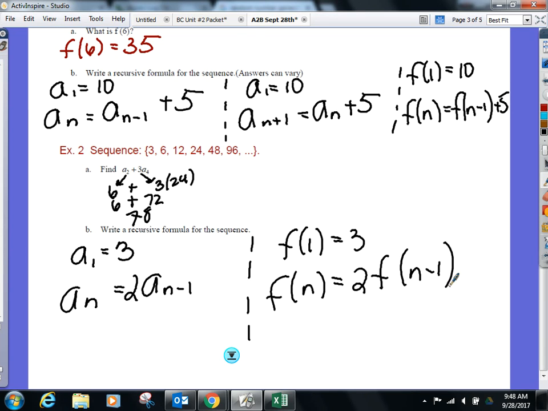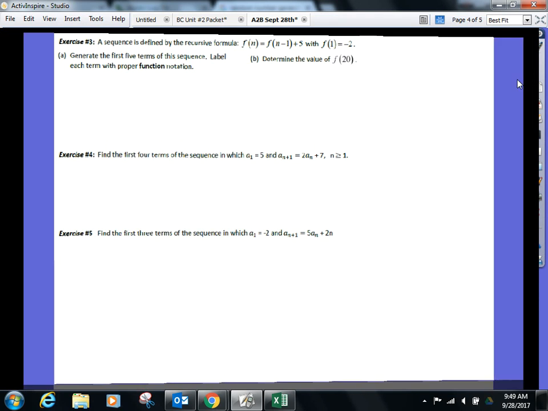Anything, guys? Because here's the last 4 problems. I'm going to give you the first term. I'm going to give you the recursive formula. You give me a certain set of terms. All right, so let's try it out. Now I'm going to hear from all you guys.